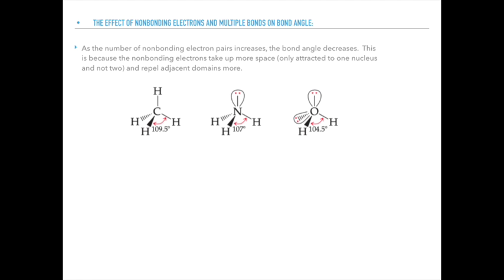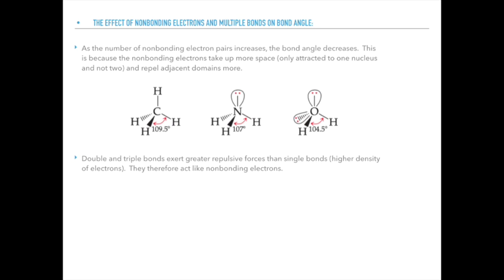And so as you can see here, for CH4, that is the bond angle for a tetrahedral. Now if you add one pair of non-bonding electrons, like in NH3, notice that that reduces the bond angle. And if you have two pairs of non-bonding electrons, that reduces the bond angle even more.